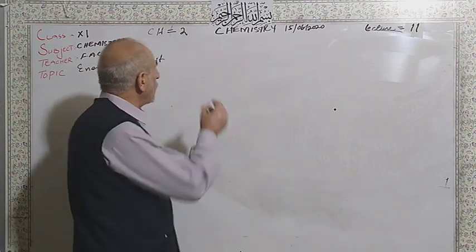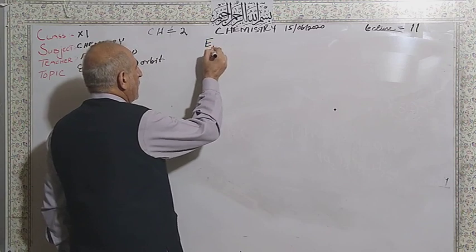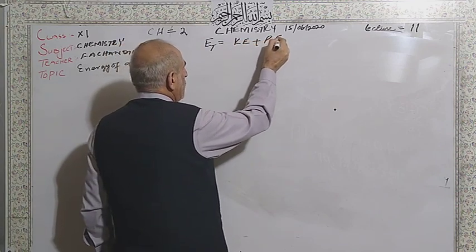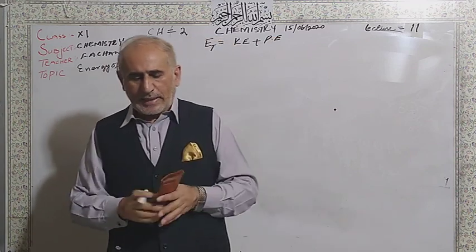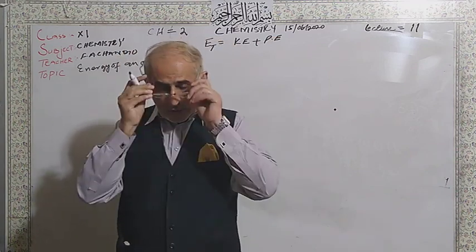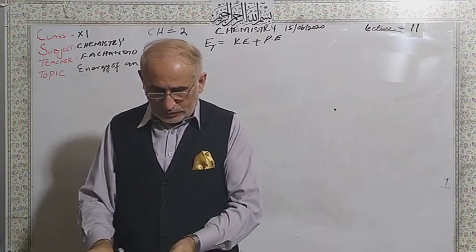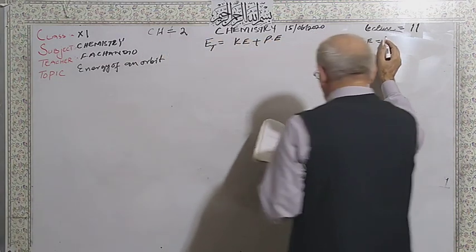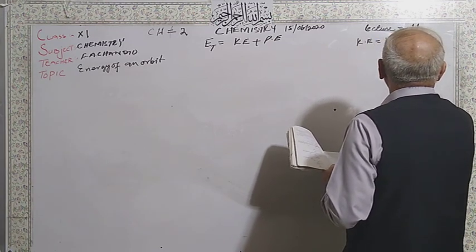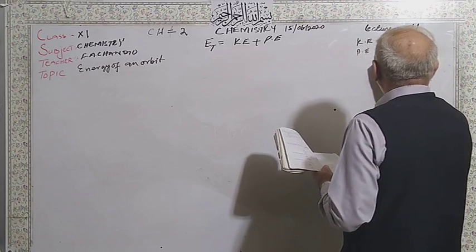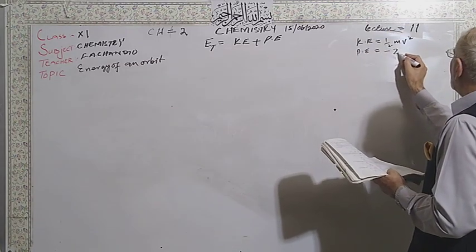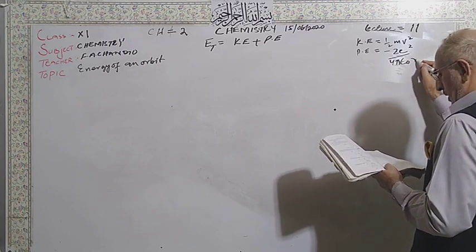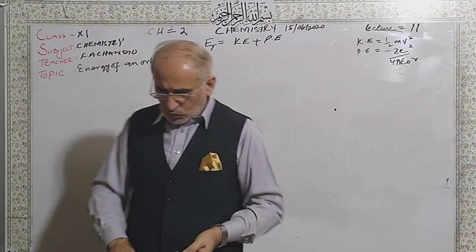Now for the energy of an orbit, the total energy of an orbit is equal to kinetic energy plus potential energy. When you add these two energies, you will get the total energy of the electron. Kinetic energy is equal to half mv square. Potential energy is equal to minus Ze square over 4 pi epsilon naught r. These are the two energies.